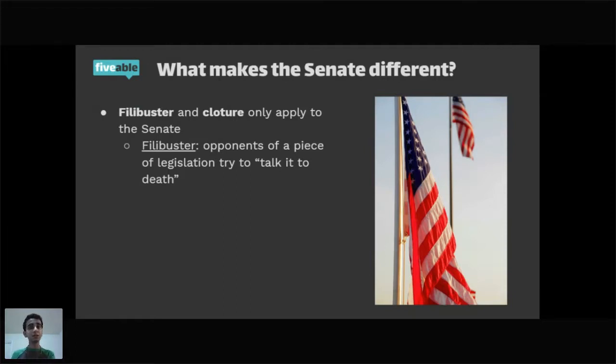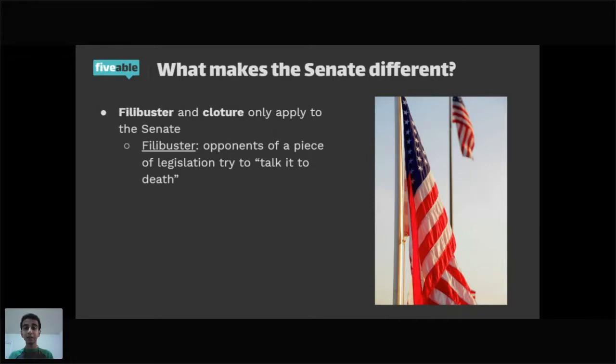I believe Ted Cruz did a filibuster a few years ago when he read Green Eggs and Ham. So it can be anything. They can talk about whatever they want. And people have done filibusters for over 24 hours where they just talk and talk and talk so that this bill does not pass. So basically the point is that they talk the bill to death. But this can only happen in the Senate. A lot of times this happens on really controversial bills when Republicans and Democrats are on completely opposite sides and they don't agree with each other on anything.